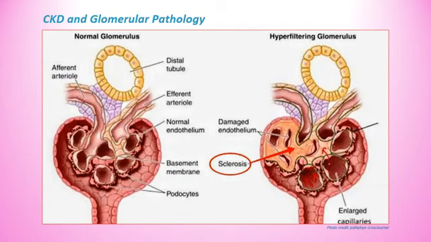Here we see on the left side the normal glomerulus, and on the right side we can see sclerosis. The effect of a hyperfiltrating glomerulus: these sclerotic changes occur in the glomerular structure.